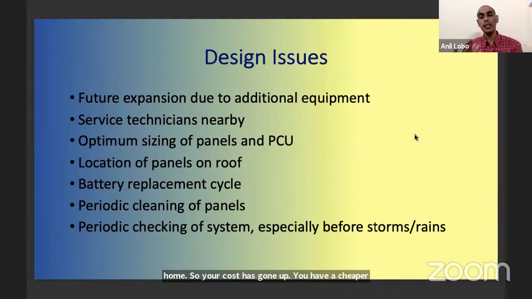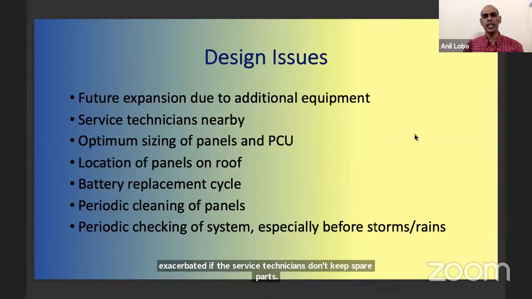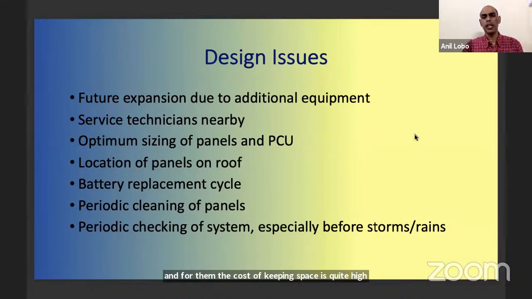And that can get exacerbated if the service technicians don't keep spare parts because they're a small operator and for them the cost of keeping spares is quite high. So every time you need a spare part, you have to wait for a couple of weeks till it gets shipped to you, and then he will come back again and reinstall the component that's faulty. So you have to look at how you can get your system serviced. Spare parts should be available, especially for the power conditioning units as well as the panels.